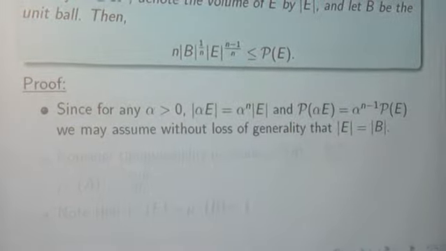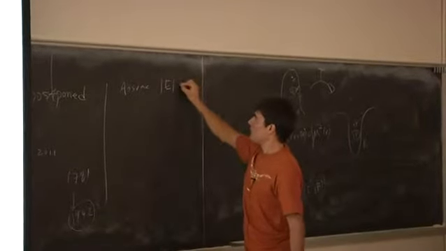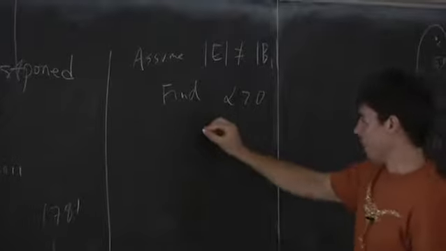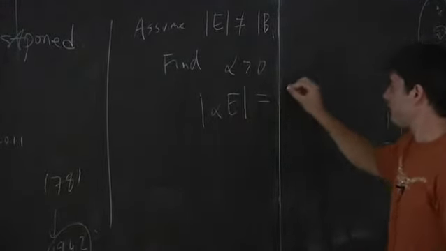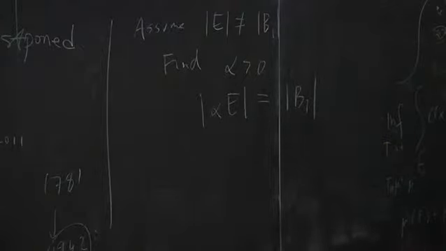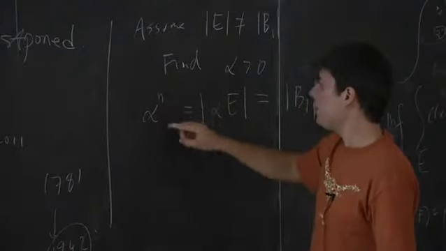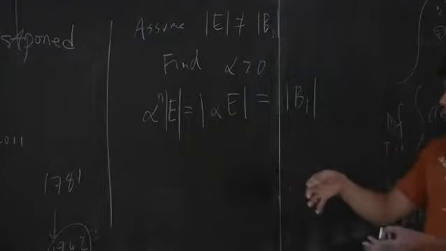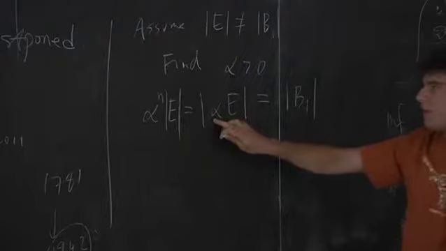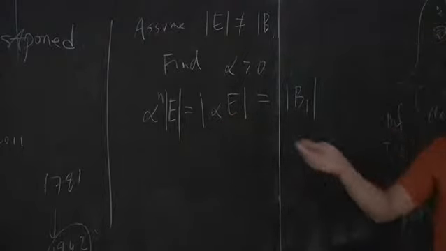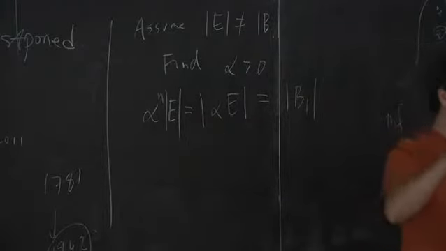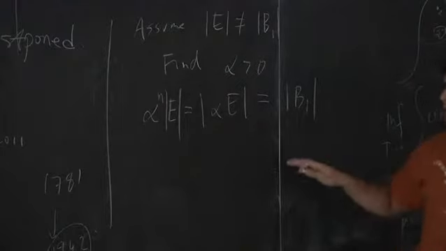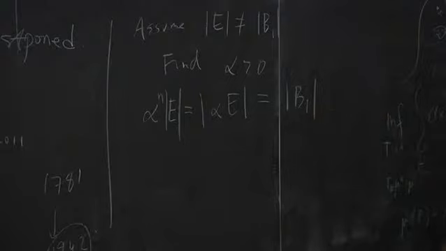So here's the proof. Assume the measure of E is not equal to the measure of B1. Then find alpha, some positive number, so that this holds. We can do that because this is equal to alpha to the n. Just think of three-dimensional space if you're uncomfortable with n. You can prove that if you dilate a set by some positive number alpha, and you compute the measure of alpha times that set, then it's equal to that constant to the power of the dimension times the original measure. So surely we can find alpha so that this statement holds. Alpha is just the volume of B1 over the volume of E, to the 1 over n.